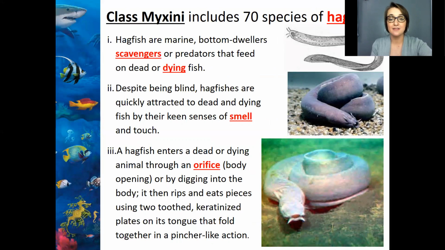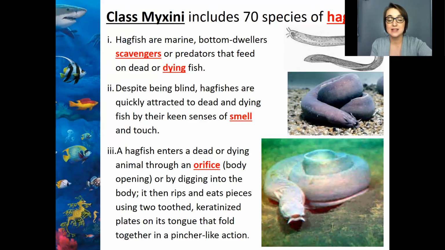So starting off with hagfish, there are 70 species of hagfish. These are going to be all marine, meaning that they're all in the salt water. Typically, they're going to be found on the bottom of the ocean, so you don't have to worry about running into these on the beach. They are going to be scavengers, meaning that they're going to eat on dead or dying fish. Because of this, and because they're at the bottom of the ocean, it's very, very dark, so they don't require eyesight. So evolution has given them the joy of being blind.